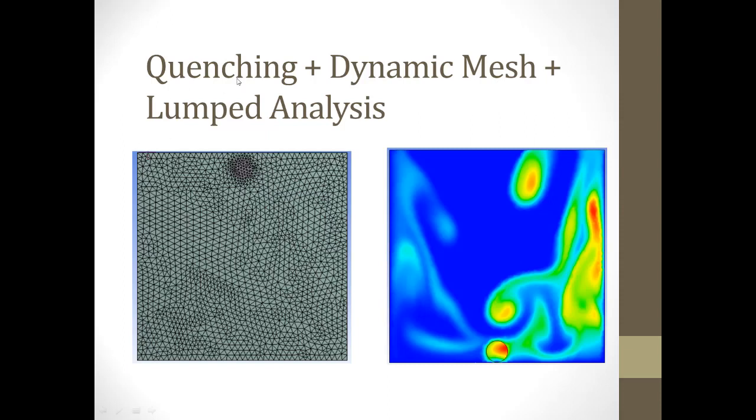Hi friends, in this video we'll discuss quenching, dynamic mesh plus lumped analysis. On the left hand side you can see water in which a hot steel ball is present. We'll need to describe how the motion of the sphere would vary with respect to time inside the water, how the hot steel ball emanates heat into the water, as well as the total time it requires to come back to its atmospheric temperature. We'll discuss all those things in the simulation.